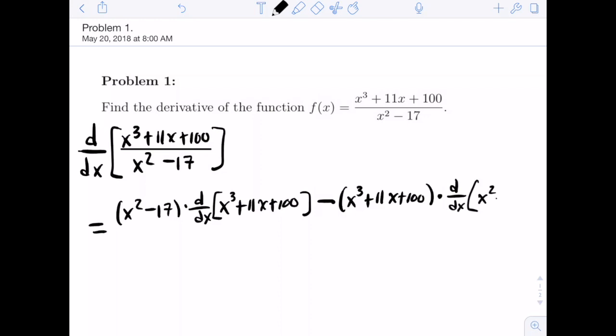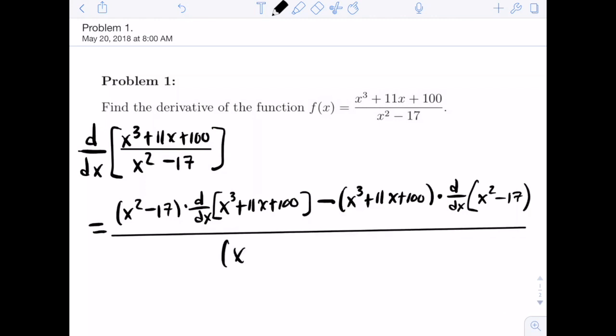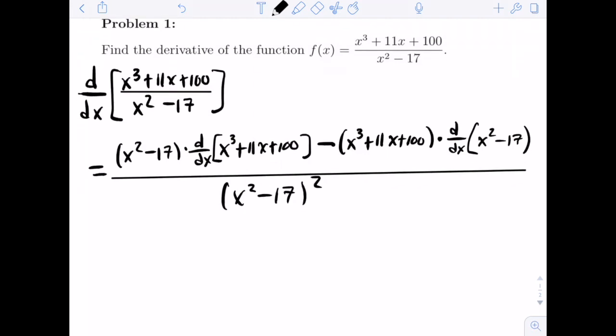And you've got an x squared minus 17, right? And then you take all of that and you divide by the square of the denominator. So remember that little thing that we discussed in class, the low d high minus high d low over the square of what's below. So now we can actually go through and calculate the derivative.